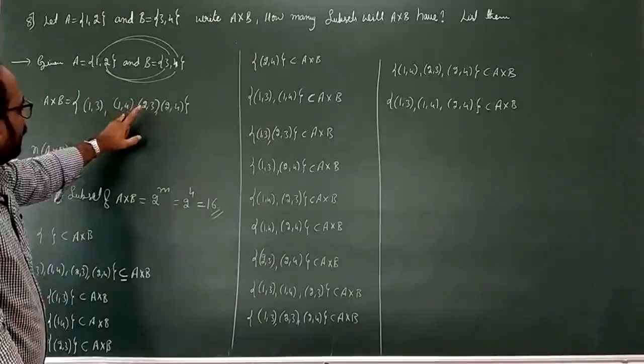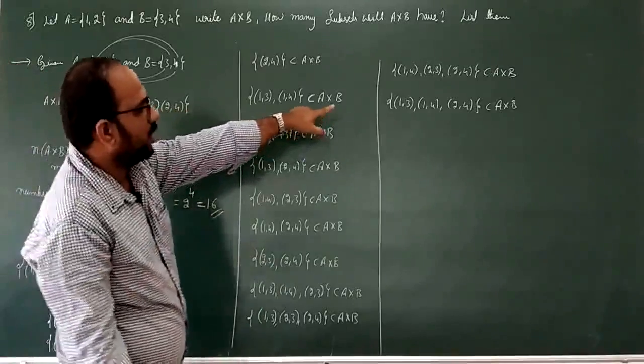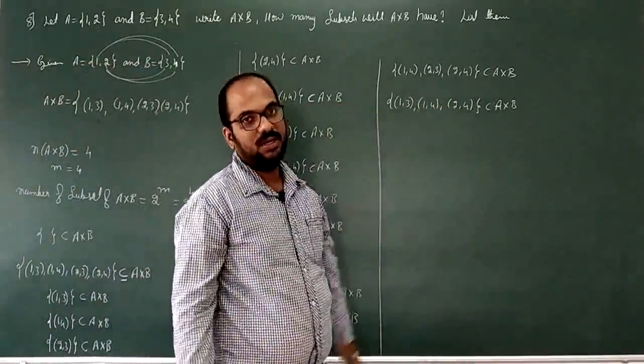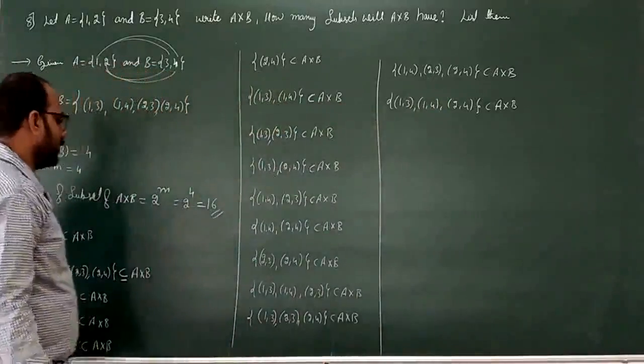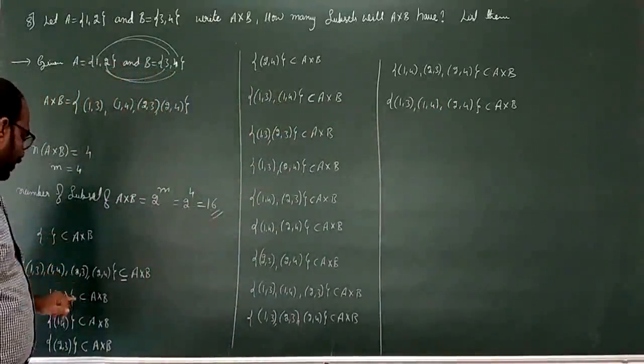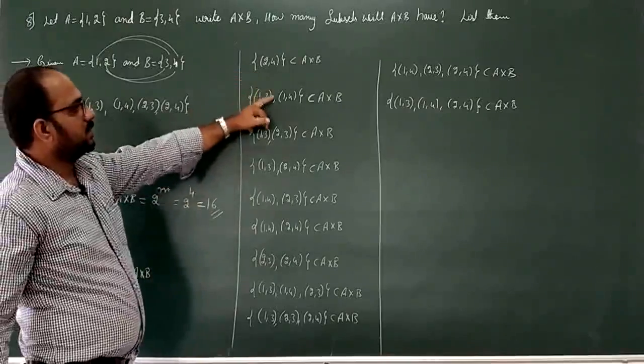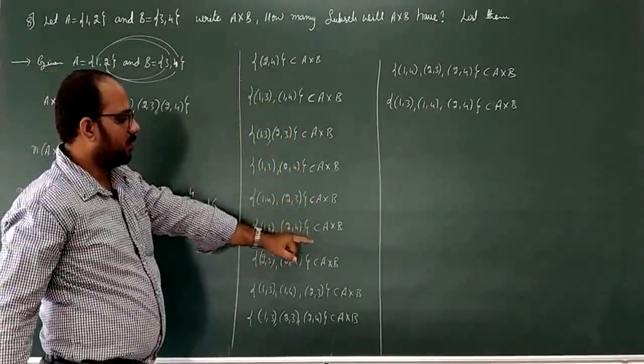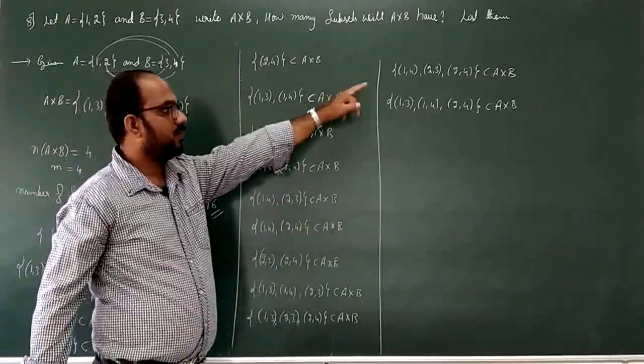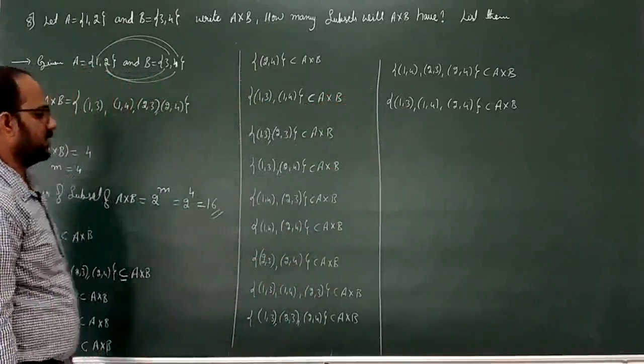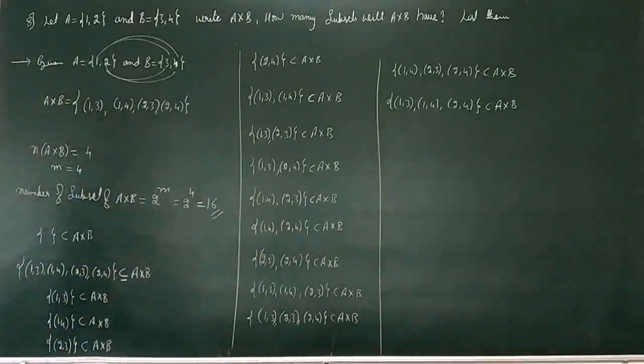Similarly 1,3, 1,4, 2,4 it is also one of the subsets. Therefore there are 16 subsets. 1, 2, 3, 4, 5, 6, 7, 8, 9, 10, 11, 12, 13, 14, 15, 16. There are 16 subsets. Okay, write down.